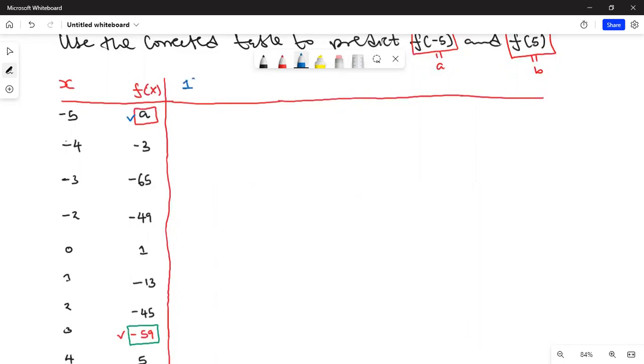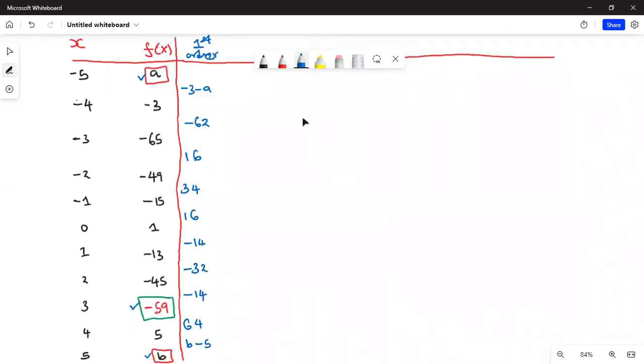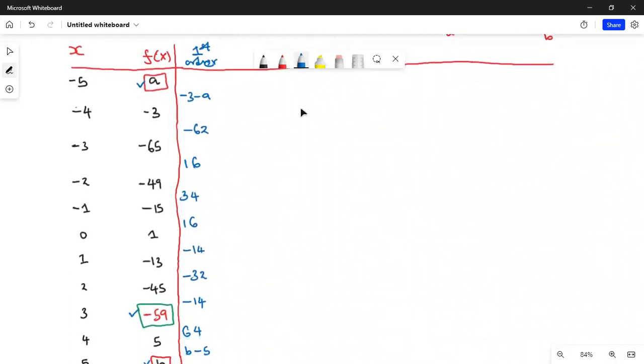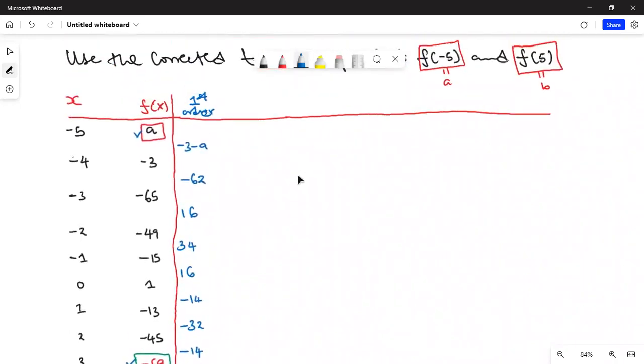The first order. Subtract -3 minus a, that's -3 minus a. Here, -65 minus -3, that should give us -62. So proceed with the same subtraction. That is under the first order column.